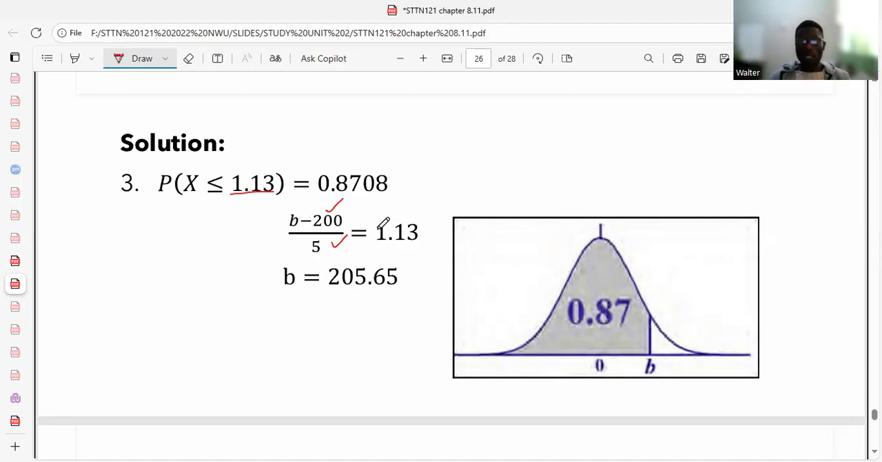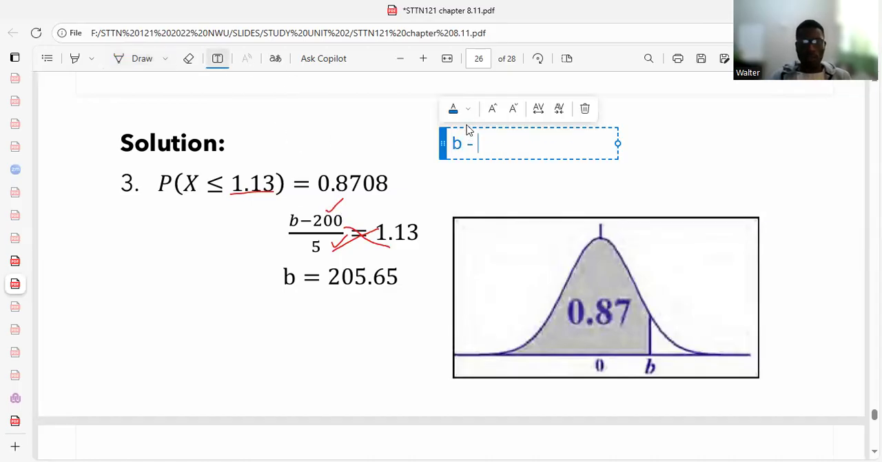Now, it's going to be 1.13 multiplied by 5, because you cross multiply. And then this one is going to be b minus 200, which is equal to 1.13 multiplied by 5. When you check it on the calculator, you will get 5.65. Now, to get the value of b, you take that minus 200 to this side, and it's going to be positive.